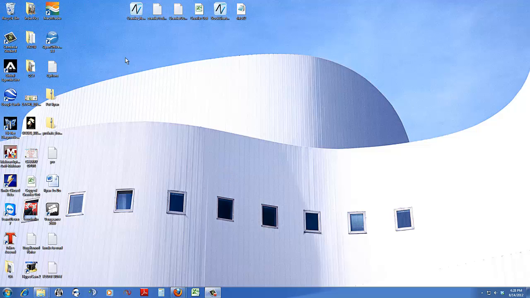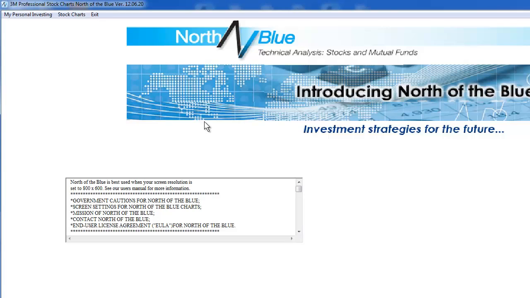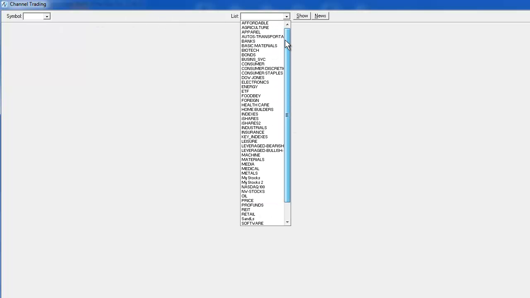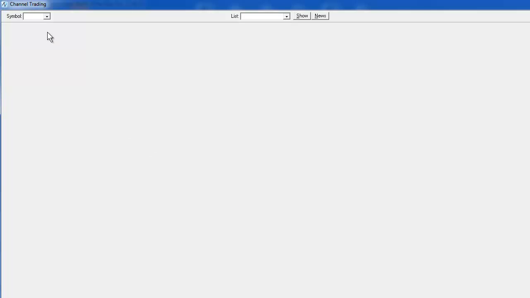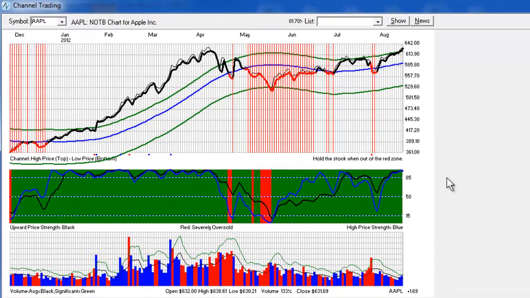Hello, gentlemen. We're going to be looking at stock charts, 3M and the crawler research today, kind of defining what we're looking for and to see what kind of research we'd like to have done. We're going to be working with channel analysis today. So stock charts, go to channel analysis, and here we can type in any stock symbol, or we can bring up a bunch of pre-made lists that are over here. So today we're just going to take a look at AAPL, which is Apple.